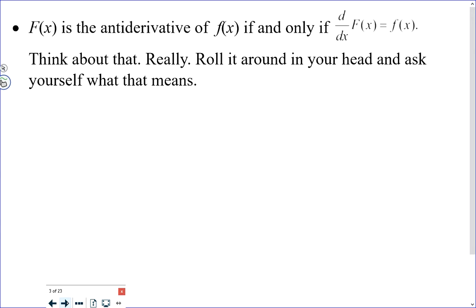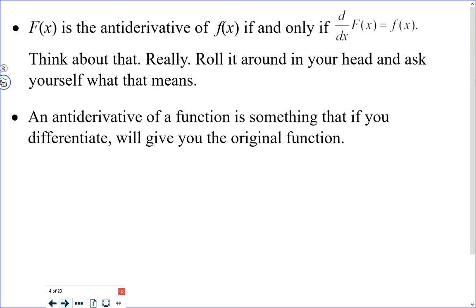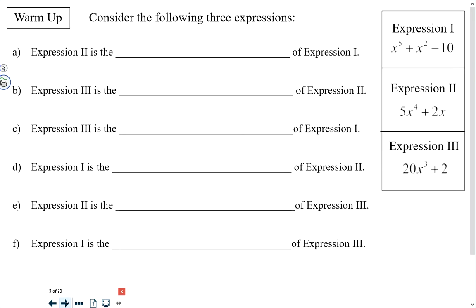Intuitively, it's very confusing that an antiderivative is something that you differentiate to get the function. I'll say that again. The antiderivative is something that you differentiate to get the function. So that is something you really need to think about. An antiderivative of a function is something that if you were to differentiate would give you the function. And in order to drive that home, we're going to take a look at a warm-up.